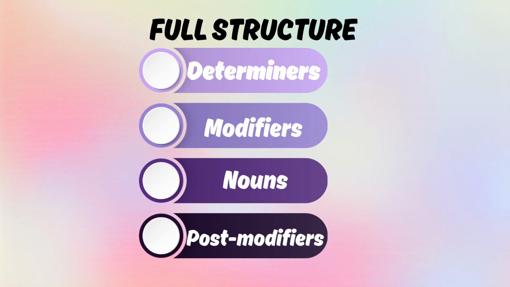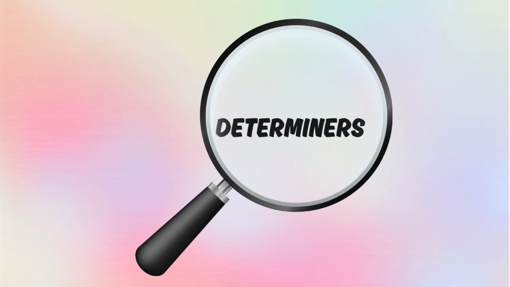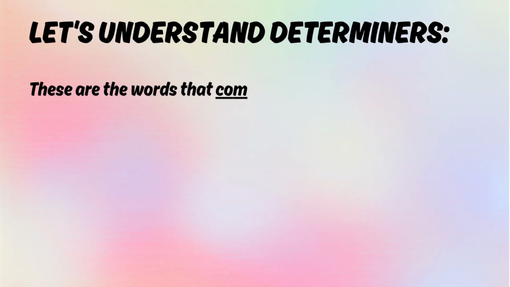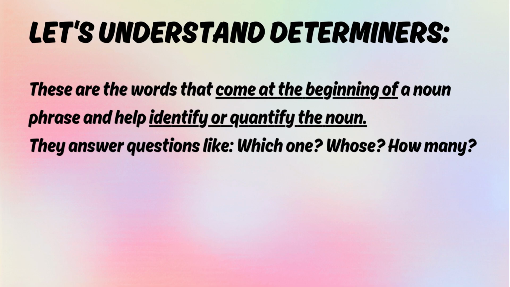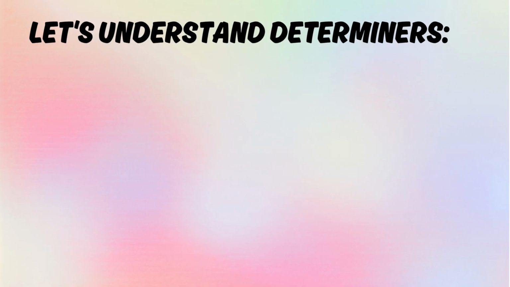Now let's zoom into the first part of the noun phrase, the determiner. Determiners are like signals. They show us direction. They help answer questions like, which one are you talking about? Whose is it? How many are there?